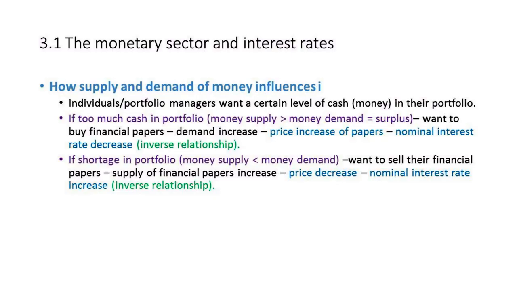The demand for the financial paper means that there's an increase in the price, and due to the inverse relationship, nominal interest rates decline. The other way around, if a fund manager decides that they need more cash, they would sell their financial paper. This means that there's an increase in the supply of these papers, their price decreases, and the nominal interest rate increases.